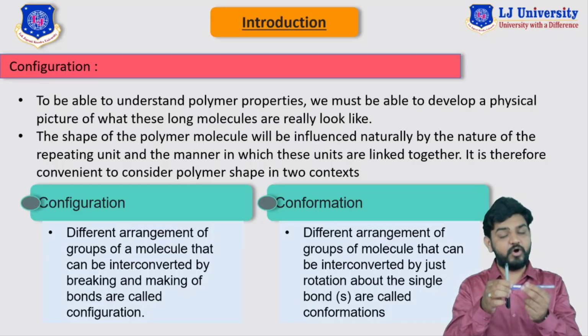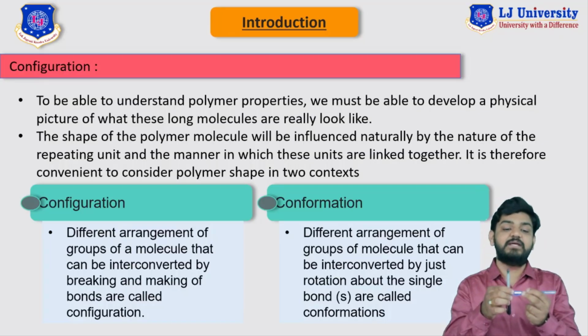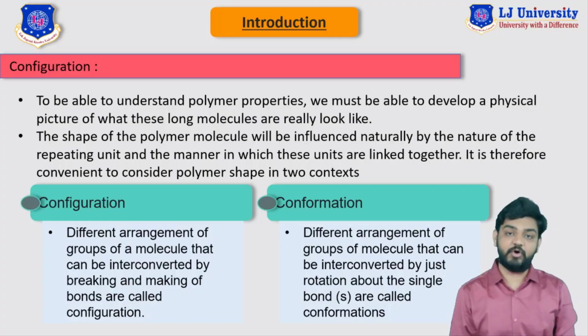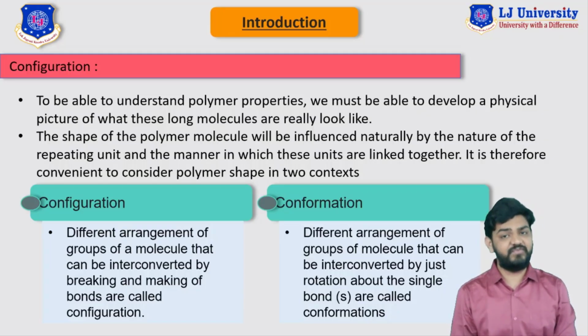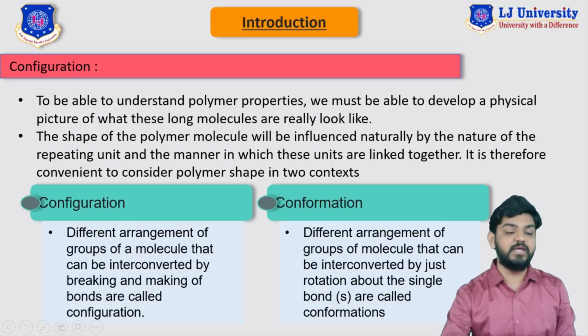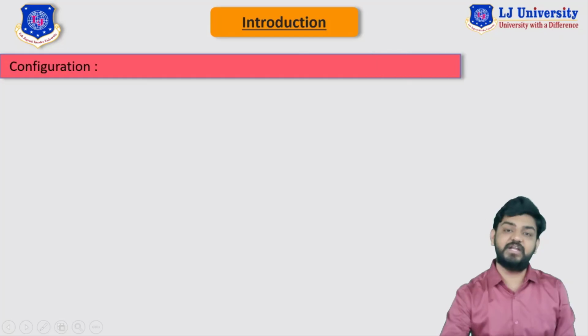If there is a double bond, then this rotation is not possible. Then we have to break this bond and make another bond. So we can say that the configuration is possible with double bond and conformation is only possible with the single bond. So this was the basic definition of configuration and conformation. These definitions are again very important. Now let's focus on the configuration first, and then we will understand what we mean by conformation.